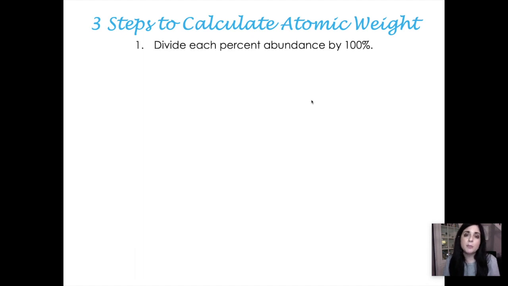Well, you're going to be given the percent abundance first. So first you have to divide that percent abundance by 100. It's a very easy calculation. You might not even need a calculator for that.